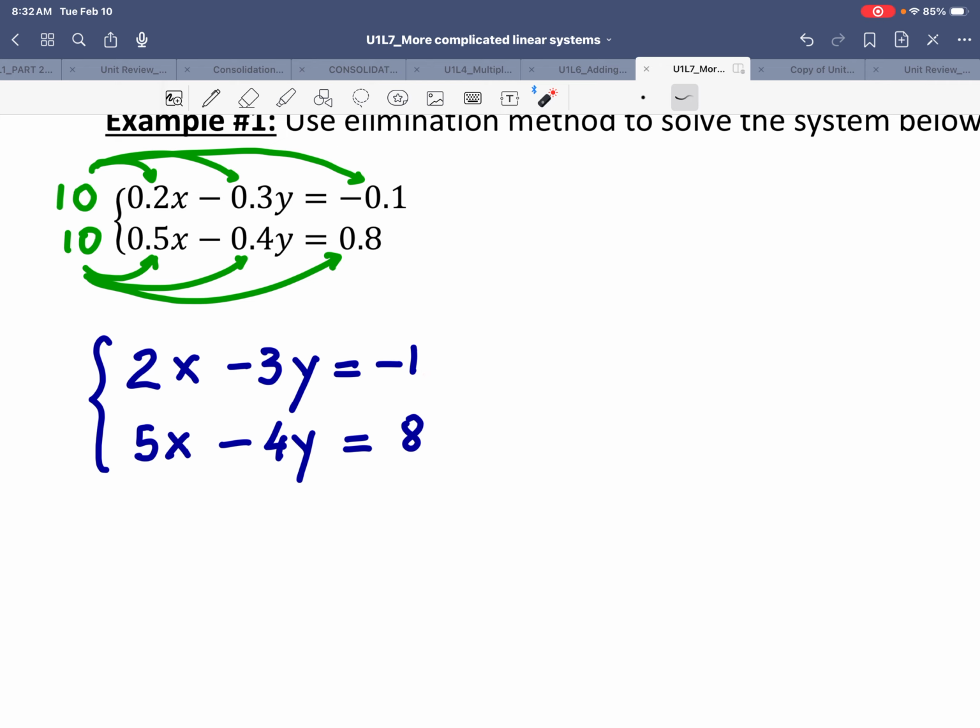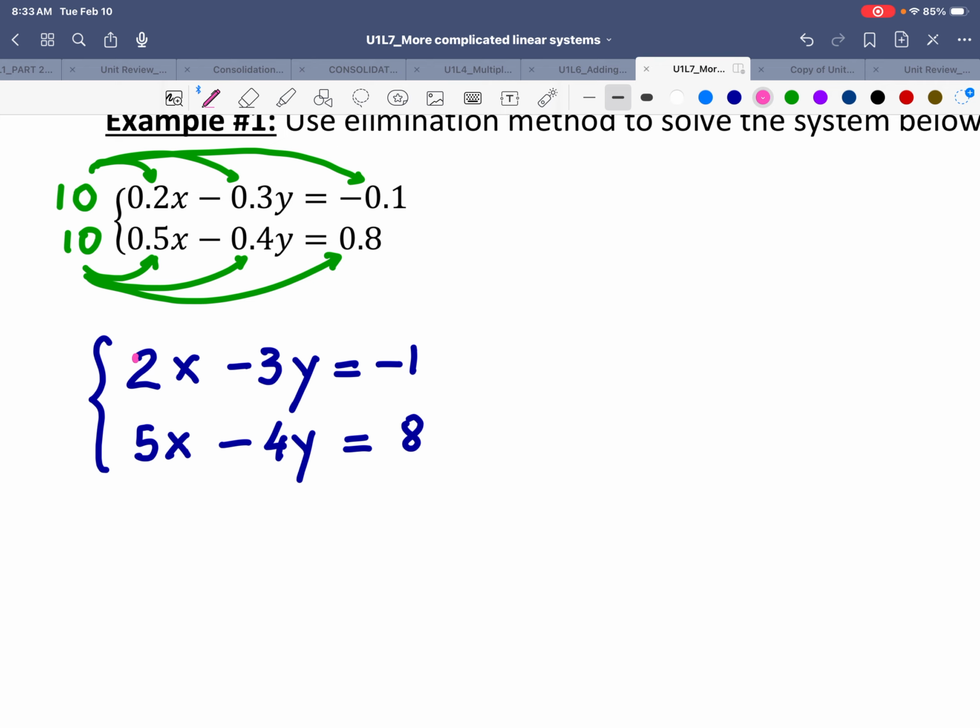First we have to make a decision on which variable we want to eliminate. I am going to go for x this time, but it doesn't really matter which variable you decide to eliminate. If I want to eliminate x, I need them to have either the exact same coefficients or opposite coefficients. I see that these two numbers are different, so they're not the same and not opposites. So we think, what can we make them into?